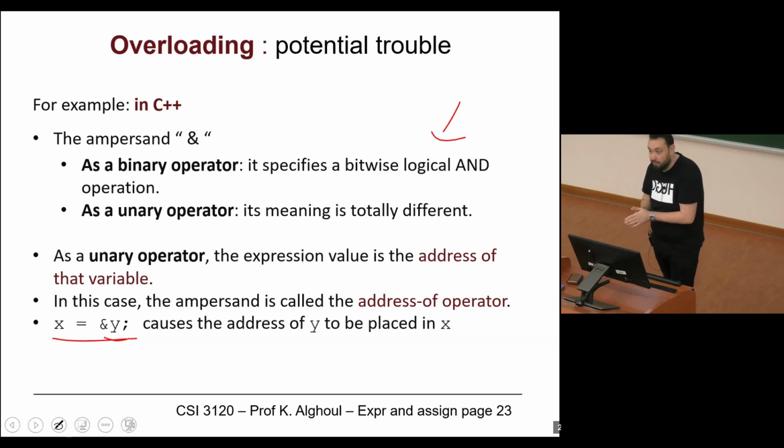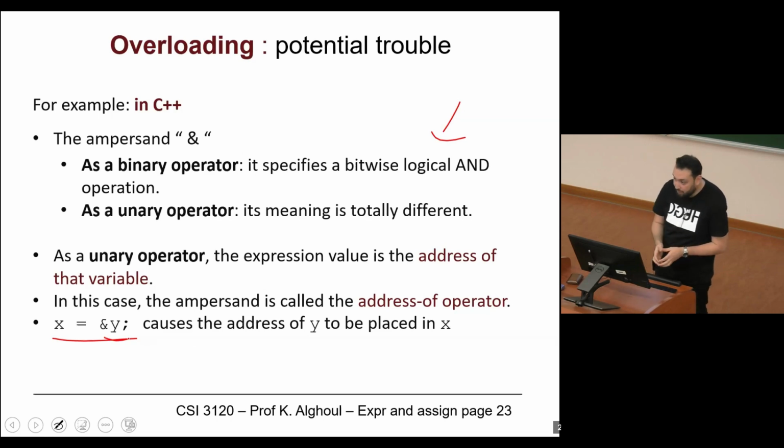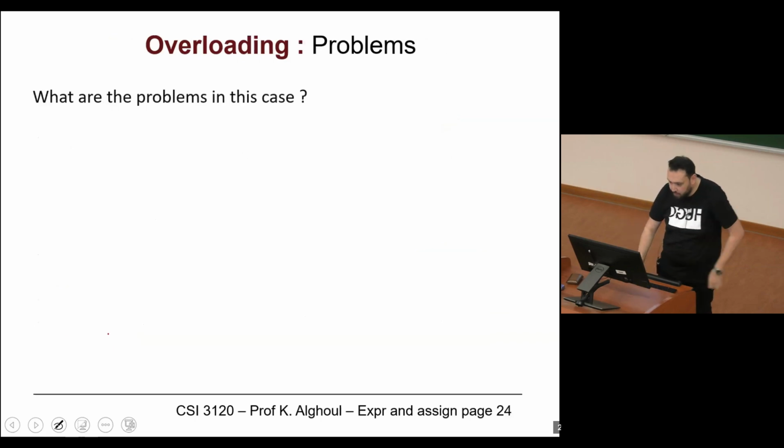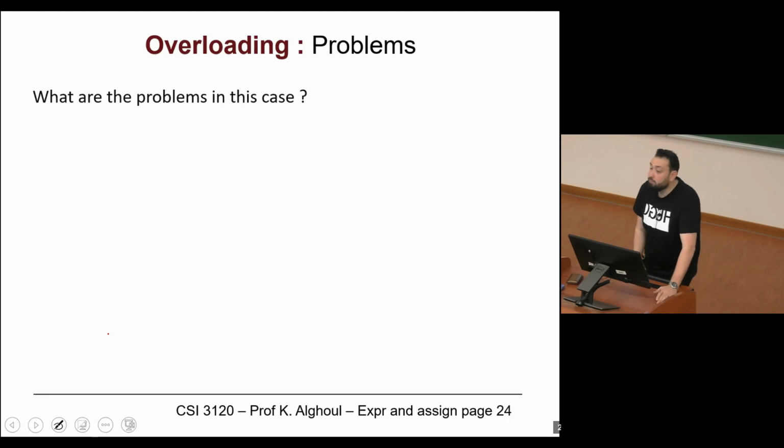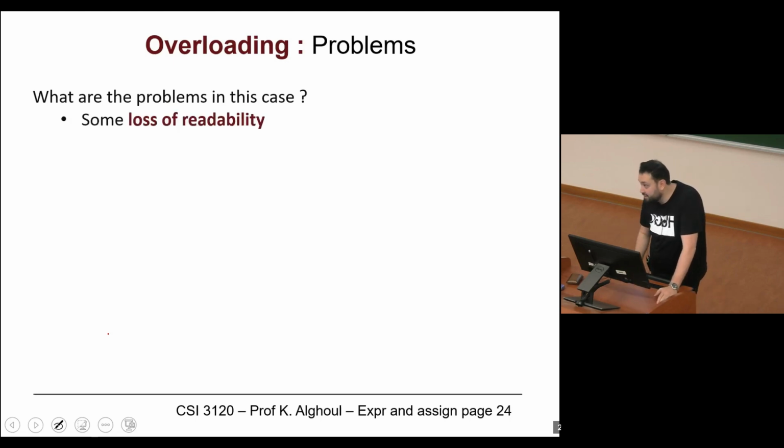Would the compiler stop me? No, because this can be used as what? As a unary or a binary, both of them. So you may not get caught in a syntax error. It's going to be passed, and then you will have a problem. So what are the problems in this case? Loss of readability. That's one of the things, because, of course, it may be confusing.